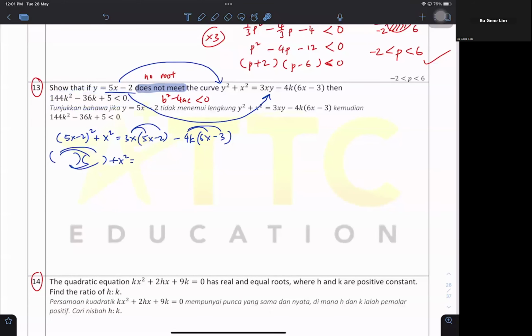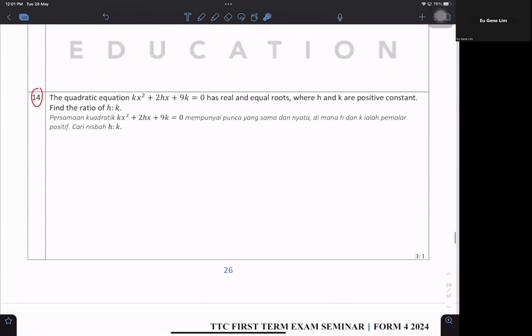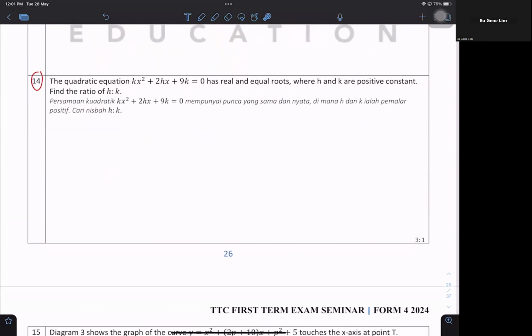Okay? You can go back home and try. Anything you want to ask, you just WhatsApp me. Okay? Next, number 14. This one, what is the keyword? You see, this quadratic equation has equal roots, so you know which formula to use. This one also you can do on your own. Find the ratio. You know how to do it already.